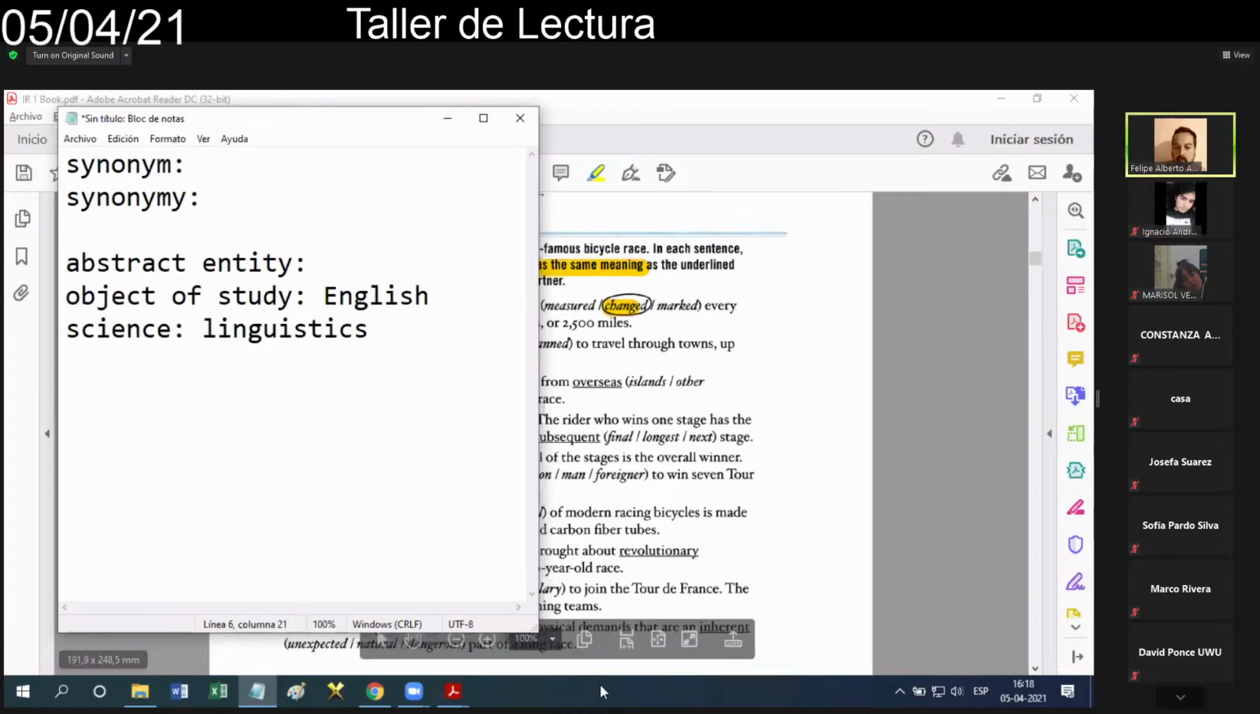Hey, be careful with microphones, please. Yeah, this is our science, okay?